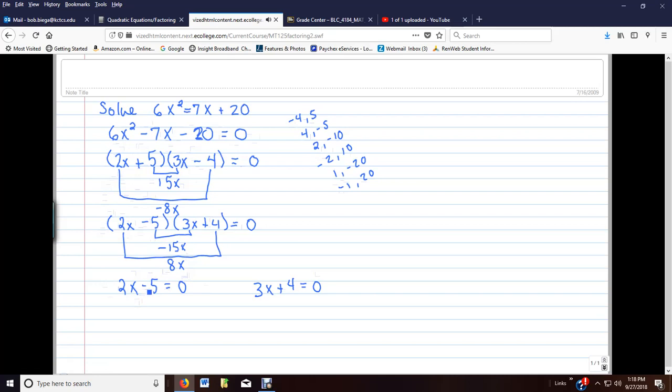So in the first equation, we have to get rid of our negative 5 first. Let's add 5. We get 2x equals 5. Divide out to get rid of our 2. And one of our solutions is 5/2. Let's do the same thing over here. Subtract 4. We get 3x equals negative 4. Divide out. The other solution is negative 4/3. This equation has solutions negative 4/3 and positive 5/2.